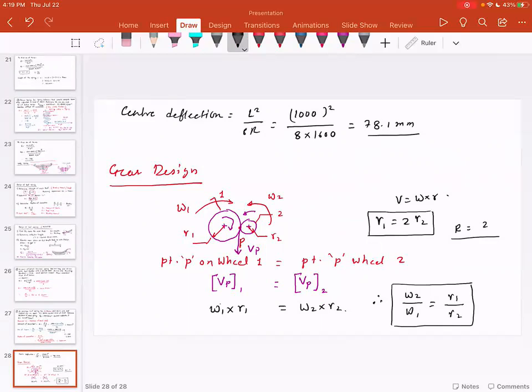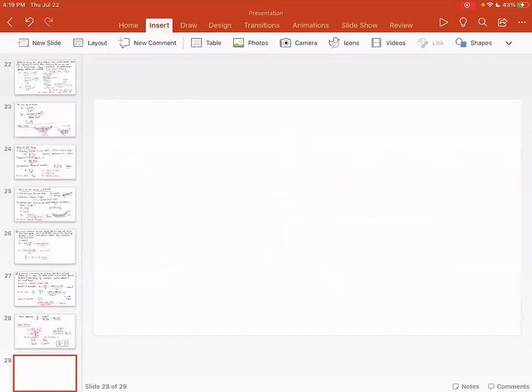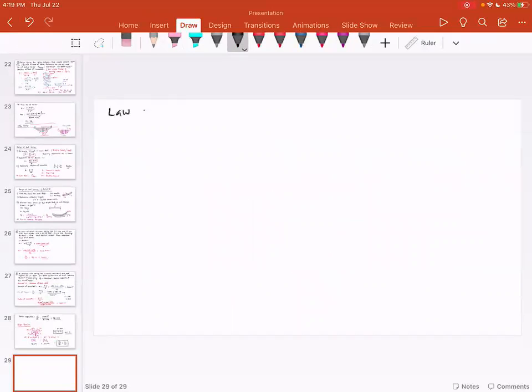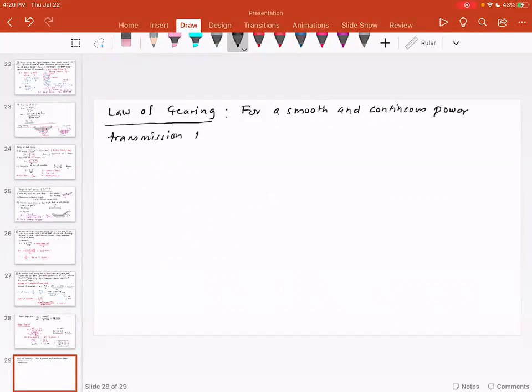Now, the next thing I want to talk about is an important concept. I want you to pay attention. This is called the law of gearing. For a smooth and continuous power transmission, the point of contact must lie on the line of centers.